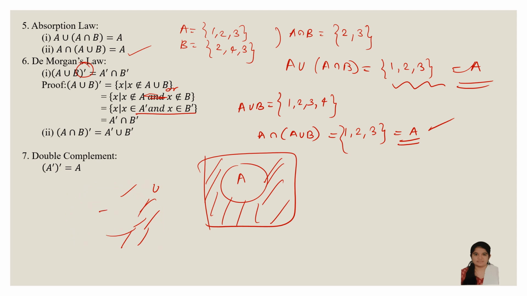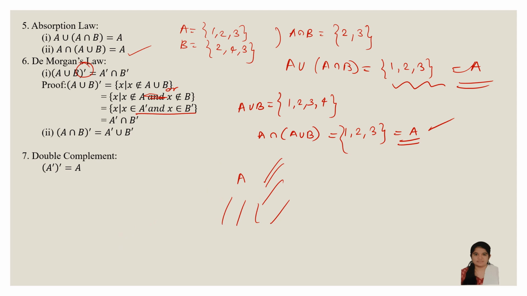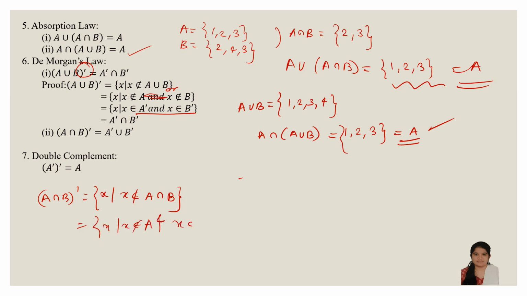In a similar manner, we can prove the second property of De Morgan's law also. What it says is, the complement of A intersection B is equal to A complement union B complement. Means what? The complement of A intersection B means there is some X such that X does not belong to A intersection B. Means what? X does not belong to A or X does not belong to B. So that means we can write X belongs to A complement or X belongs to B complement. And therefore, as per the definition, this is nothing but A complement union B complement. And hence the property holds.